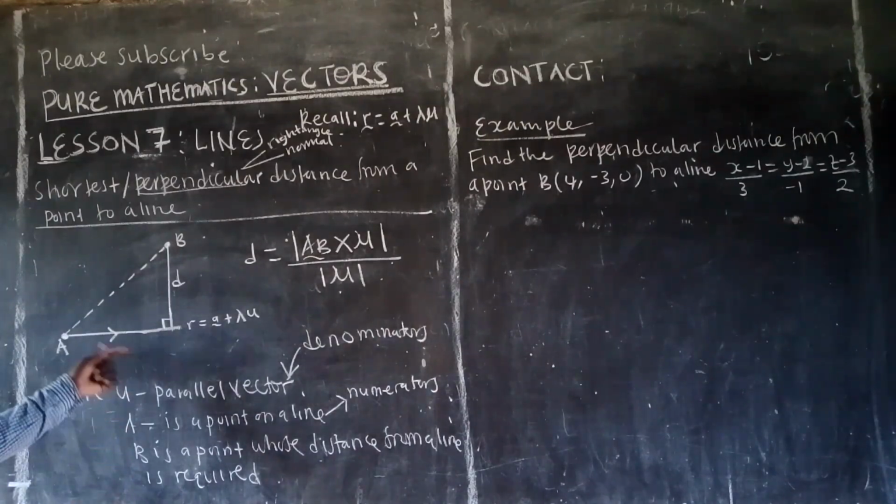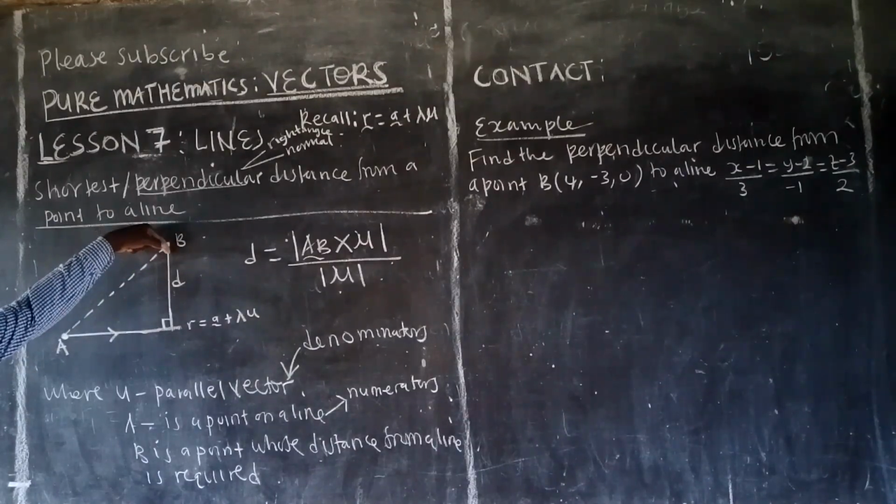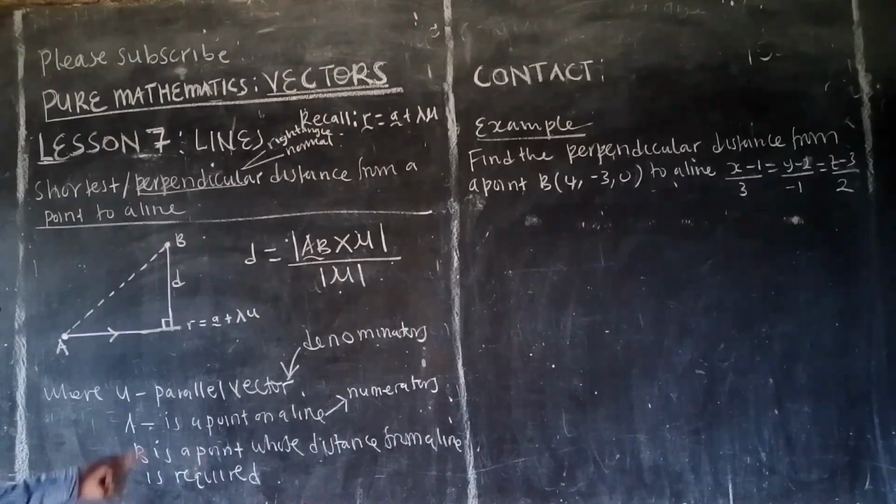But if you want to sketch, this is how it goes. The line, then you put a point up, then you draw a perpendicular from the point to the line, which should make an angle of 90 degrees. All right, now let's define some of the words used there. Mu is the parallel vector. Now, where is that mu? We say that mu we get from the denominators of the line. Then A is a point on a line.